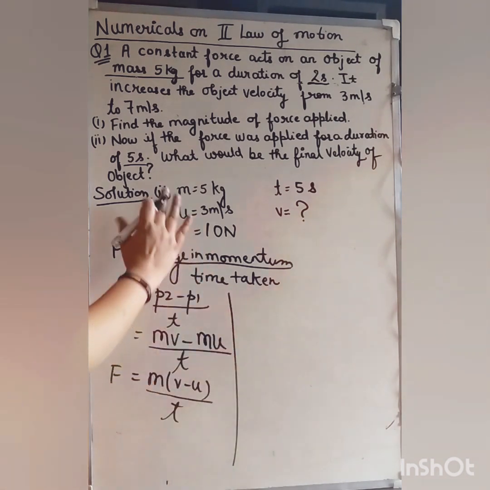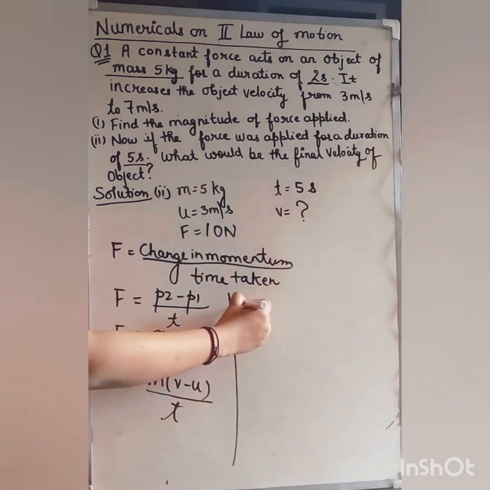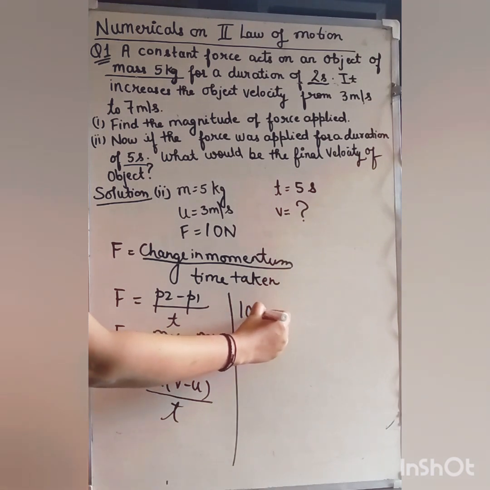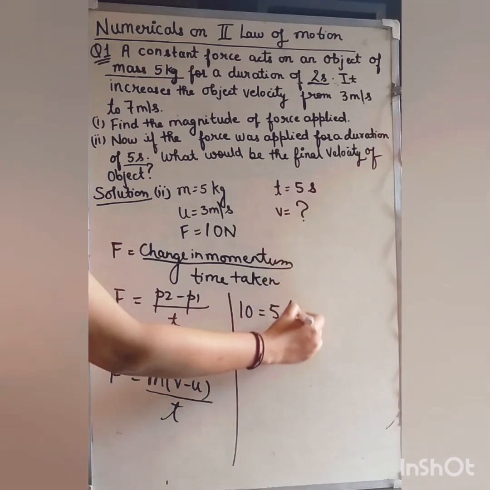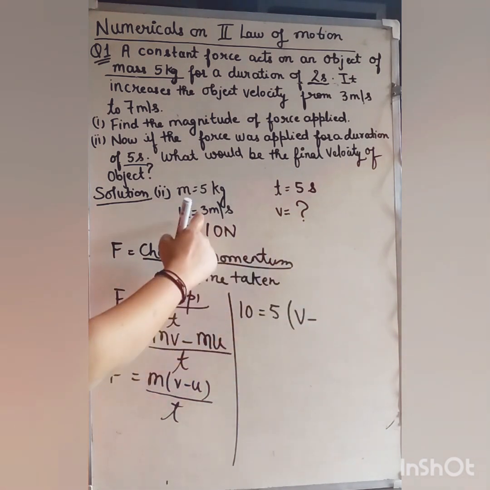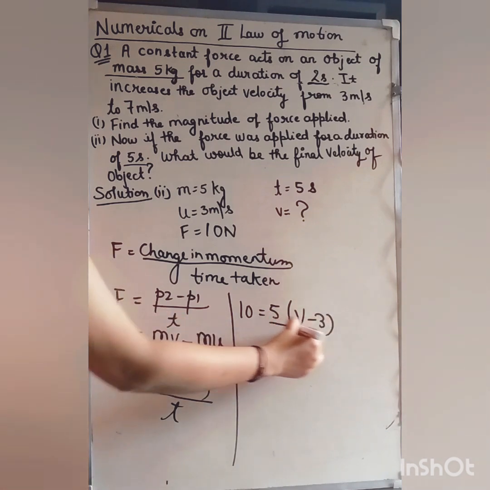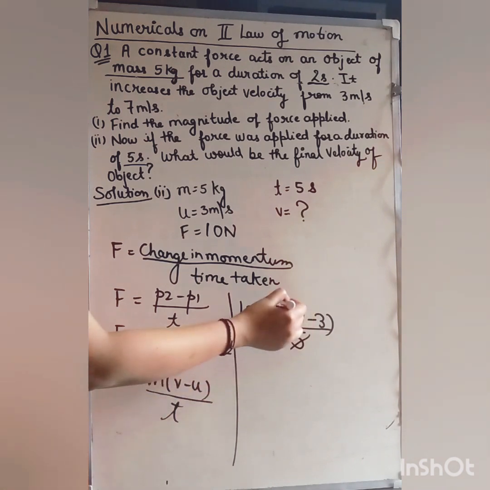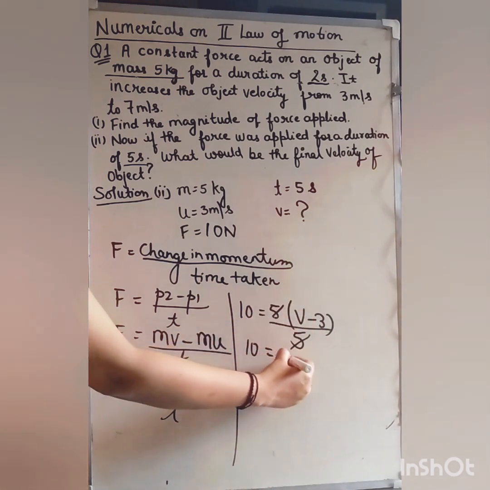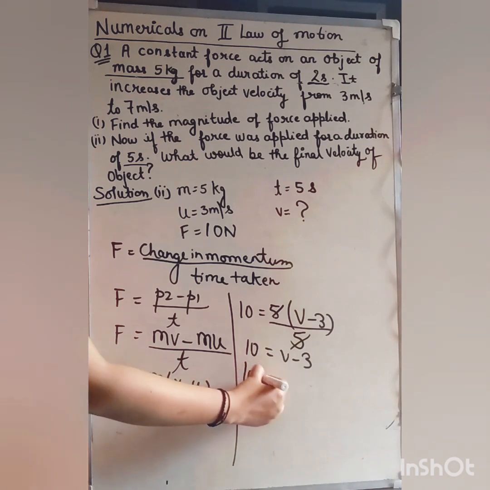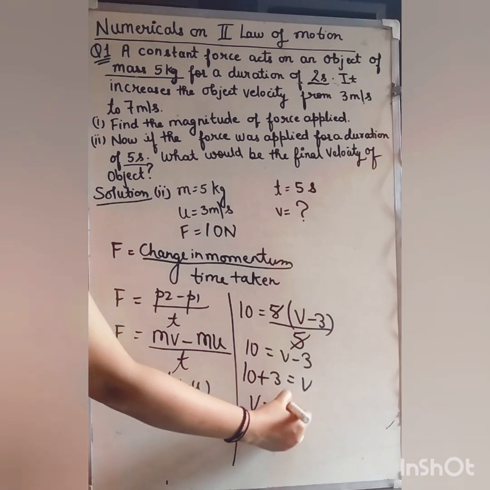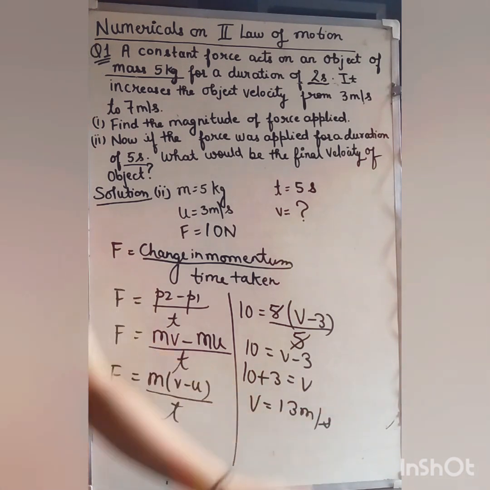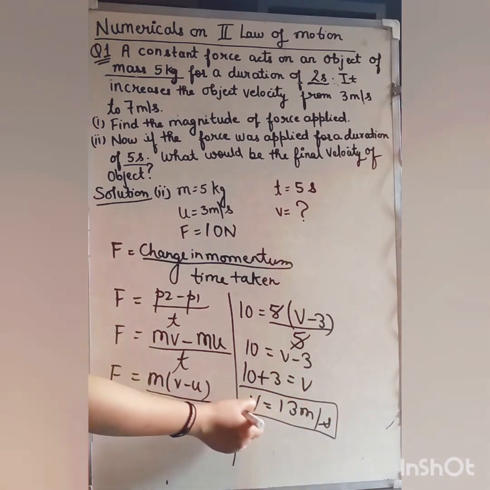Now can I put all the values which I have got for the second part? Force is 10, which I calculated in my first part. Mass has not changed, it's the same, that is 5. Now I have to calculate v, where my initial velocity is the same, that is 3, upon time taken, which has changed to 5. Now 5 will cancel 5, so 10 will be equal to v minus 3. So 10 plus 3 will be equal to v. The value of final velocity will be 13 meter per second. So this is my answer for the second part.